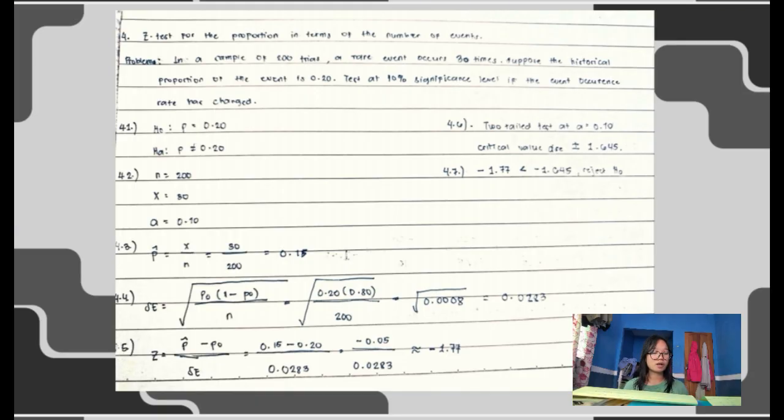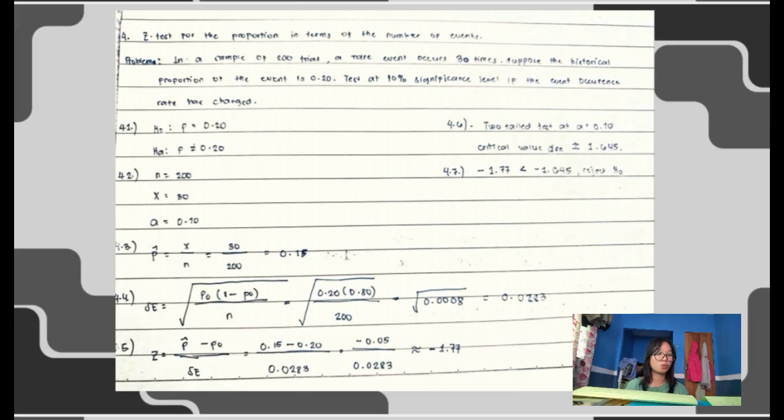So the next step is you have to calculate the proportion. How do we calculate the proportion? You have to divide the observed event by the sample size, which is 30 divided by 200, equal to 0.15. Once you get the proportion, the next step is to calculate the standard error. Same process as before, right? The formula is the same, and you get it the same way. So our standard error is 0.0283.